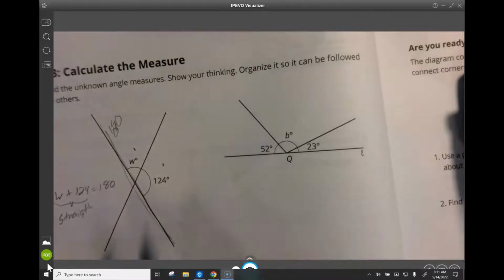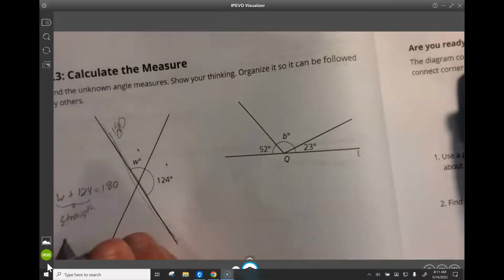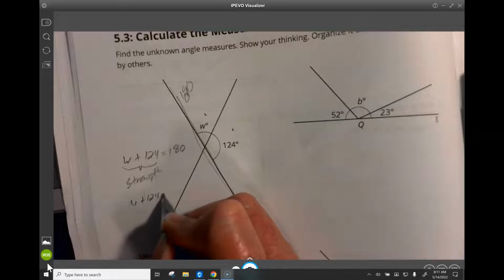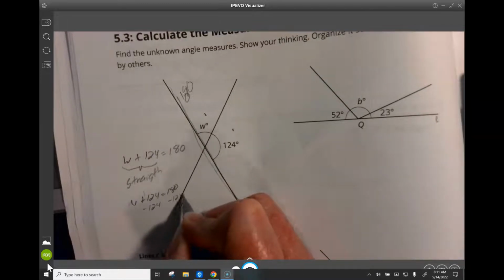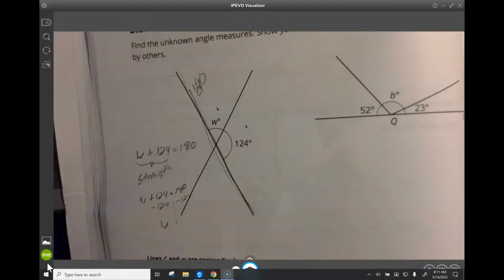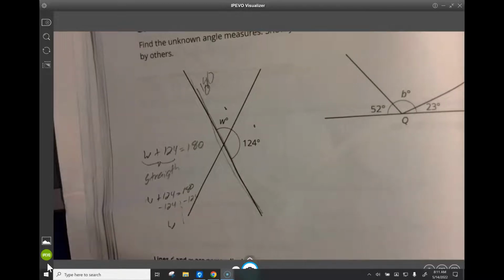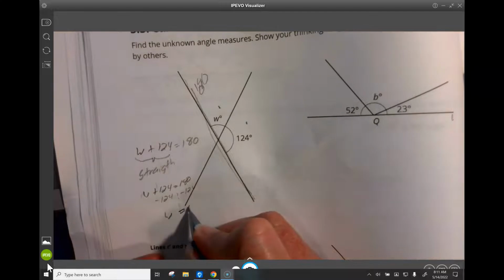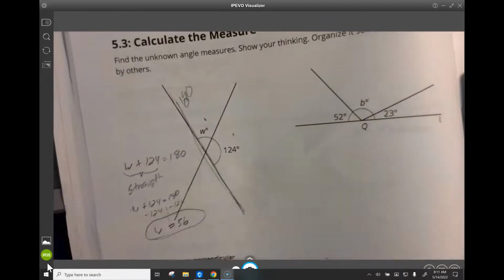Okay, find the unknown. Oh, we actually have to solve this one. Sorry, I should have written that up top. Okay, so we can just rewrite it. w plus 124 is equal to 180. Subtract 124 from both sides. And again, that line is sometimes helpful. So w is equal to 180 minus 124, which is equal to 56. Okay? So w is 56.